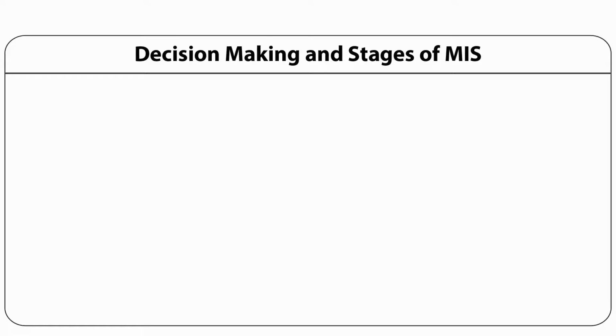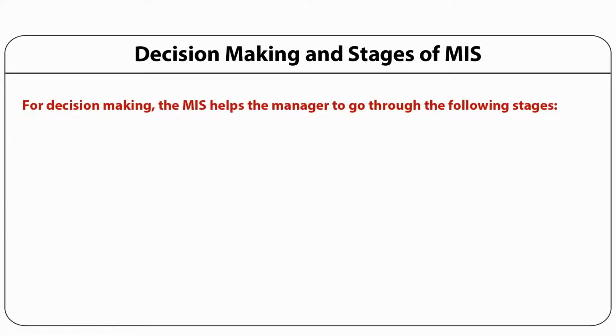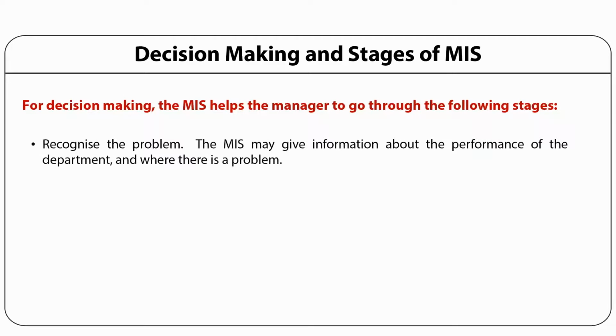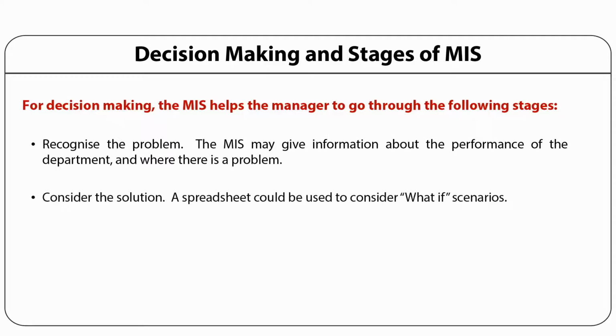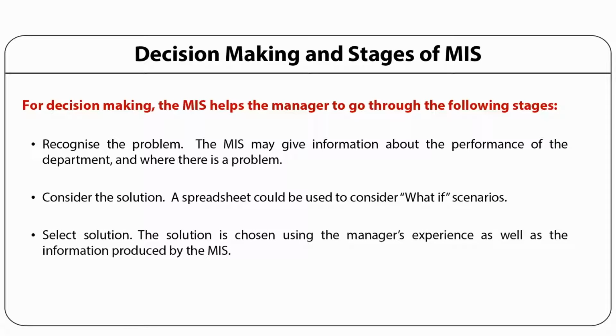Decision making and stages of MIS. For decision making, the MIS helps the manager to go through some stages. These are: first, recognize the problem. The MIS may give information about the performance of the department. There is a problem. Secondly, consider the solution. A spreadsheet could be used to consider what kind of solutions exist. Thirdly, select the solution. The solution is selected by the manager using the manager's experience as well as the information produced by the MIS.